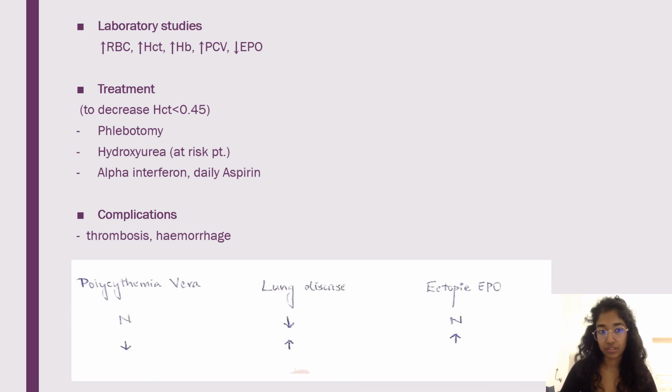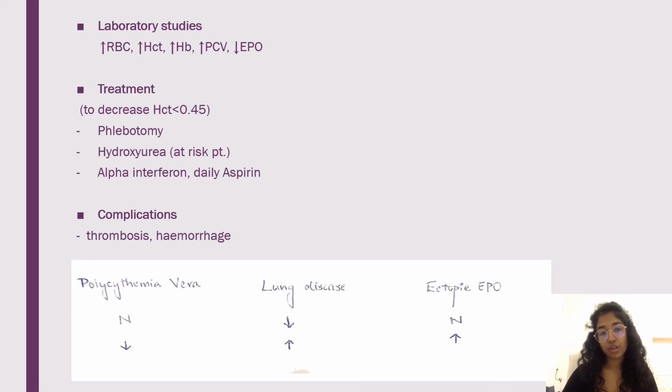So you have three primary conditions which you need to distinguish between: polycythemia vera, lung disease, and ectopic EPO. Ectopic EPO is in the case of carcinoma, such as renal cell carcinoma, which will produce erythropoietin themselves from the tumor, so they will have an increase in the amount of erythropoietin. So the first column indicates the oxygen saturation, whereas the second column indicates the erythropoietin levels.